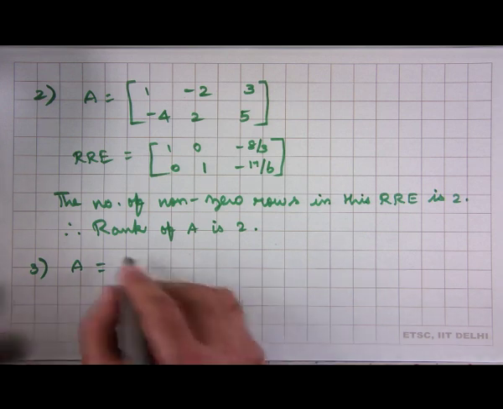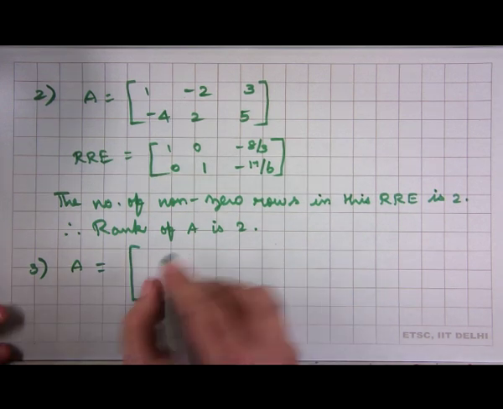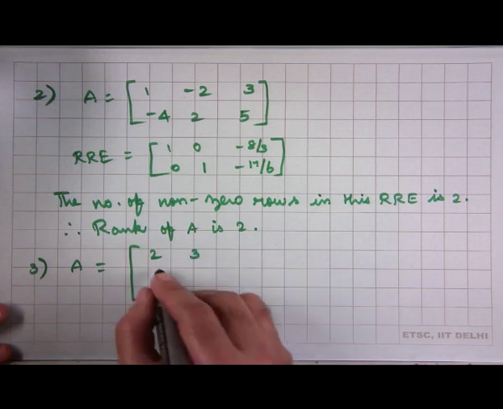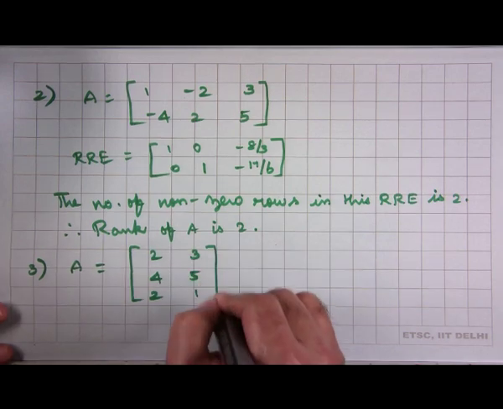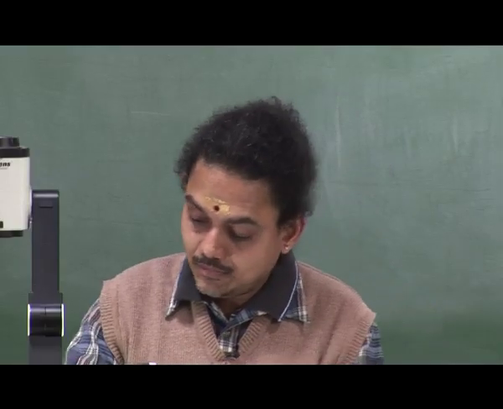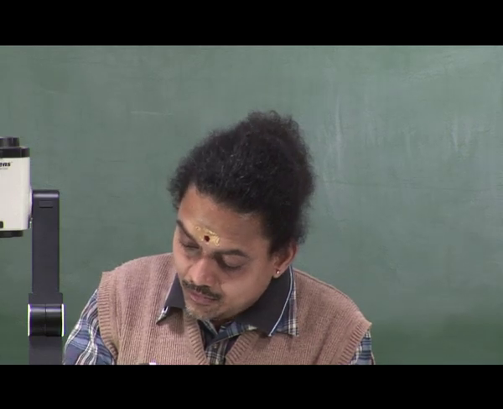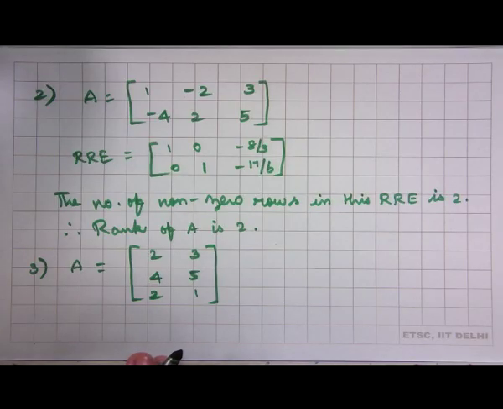Let us choose A as 2 3 4 5 2 1. This is the matrix that we have. Now, let us try to convert this into its RRE. If you look at this matrix, there are no 0 rows. So, let us not bother about it.